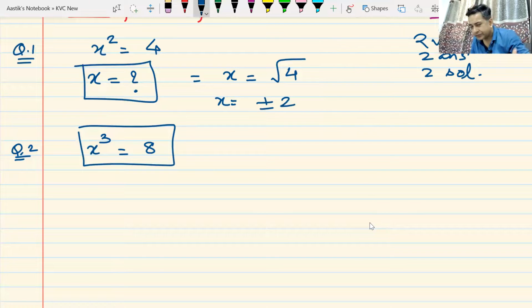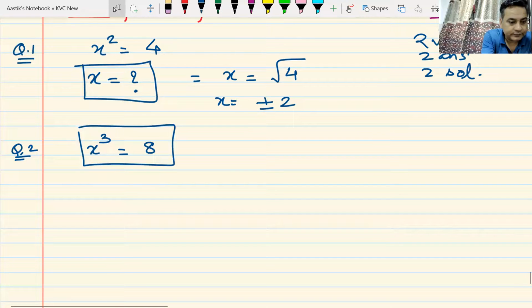X value is 2, sir. Sorry, my voice became muted. X cube is 8. X is equal to 2.